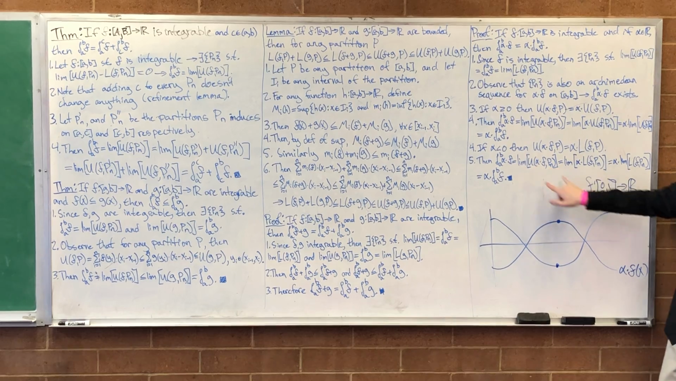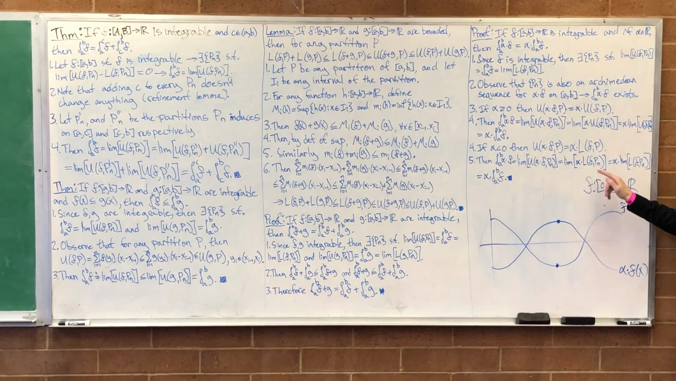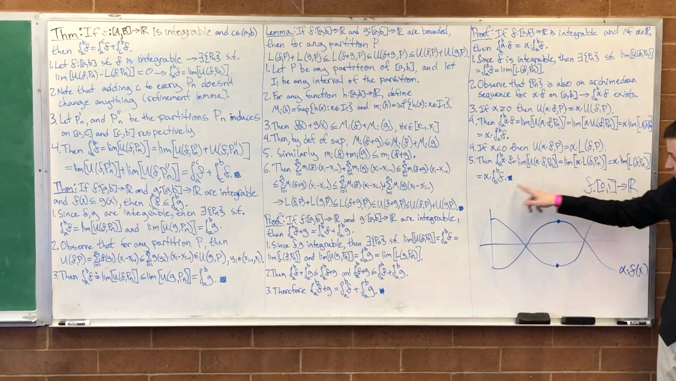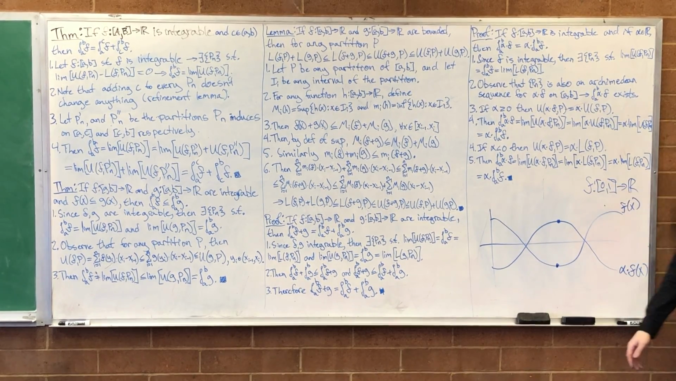so that's perfectly fine. Factor out the alpha, which turns the upper Darboux sum into a lower Darboux sum. Factor the alpha out of the limit, and we're still doing the limit of the lower Darboux sums. But the limit of the upper Darboux sums and the limit of the lower Darboux sums are the exact same thing, namely the integral from a to b of f. Anything right there?